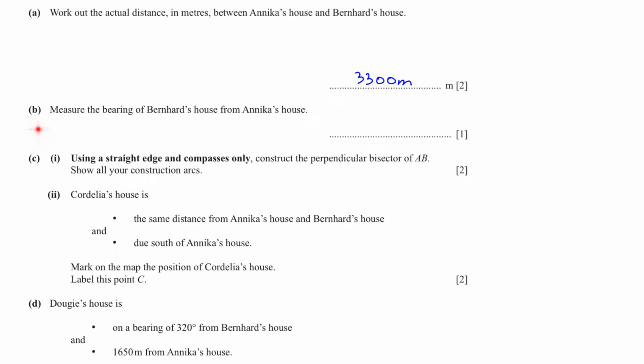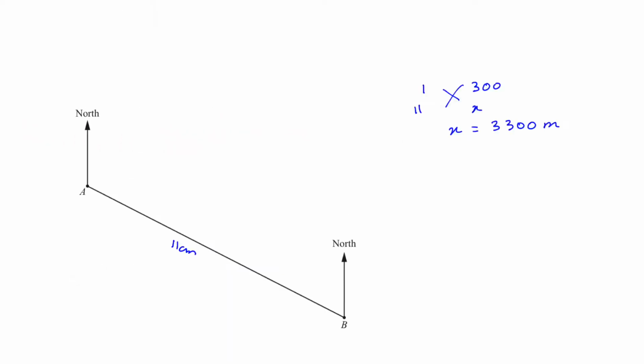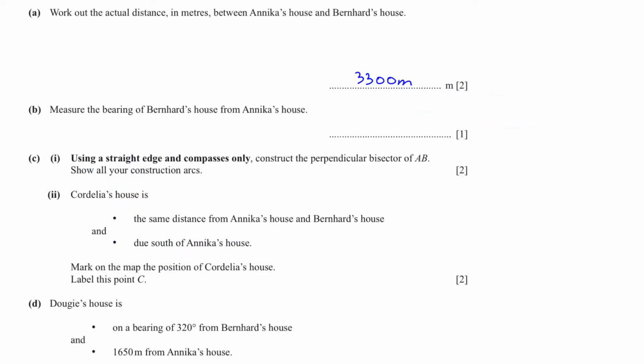Part B. Measure the bearing of Bernard's house from Anika's house. From Anika's house, so that is this part here. Put a protractor and measure it. You will get 117. So that's the bearing.